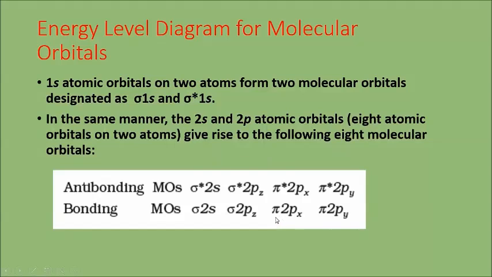In the same way, when it is the sidewise overlap of p orbitals, we know that it is a pi bond formation. So here the bonding will be pi 2px and the anti-bonding will be pi star 2px, while the other one will be pi 2py and pi star 2py for the anti-bonding. Like this, we get the 8 molecular orbitals. When these atomic orbitals combine, we get the molecular orbitals. So these are the 8 molecular orbitals.